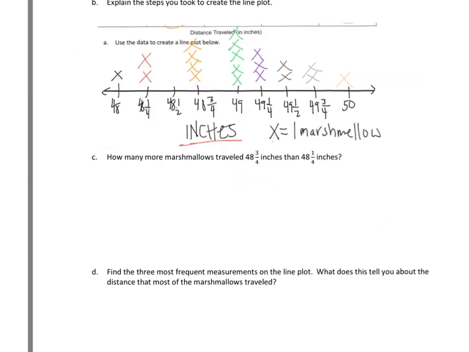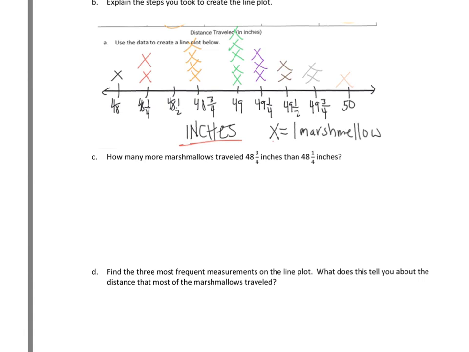So here we are on page 2, and B says explain the steps you took to create the line plot. I'm going to let you go through and describe that, how you made your line plot. So we'll look at C, because I feel like C is a good one to look at for this page.